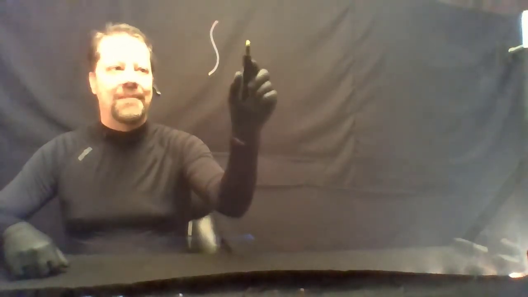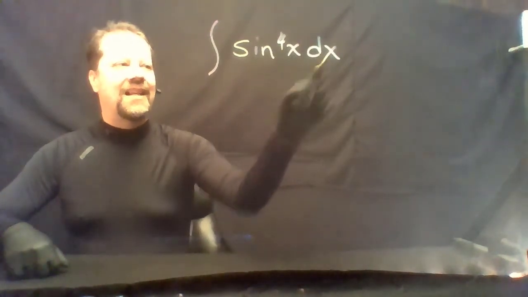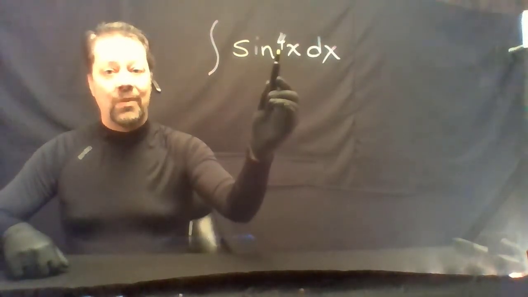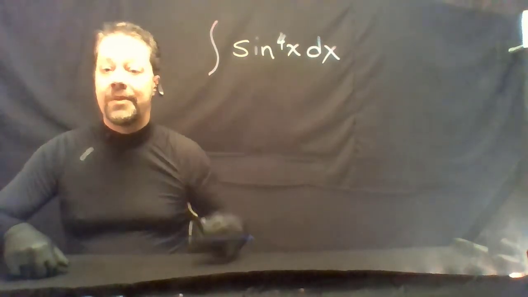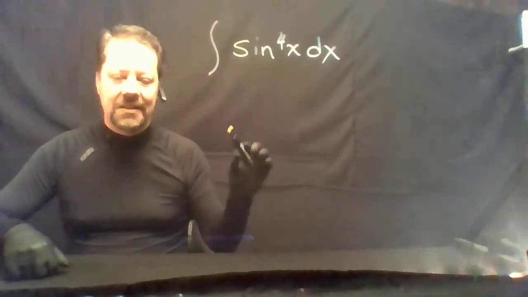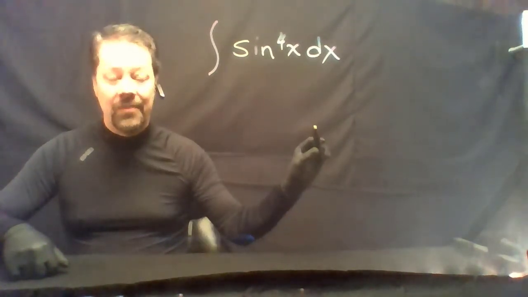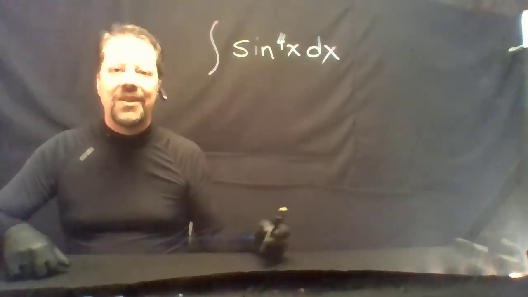The procedure that we used in the last example works, but only if the exponent is odd. What happens if the exponent is even? Let's look at this example. Let's look at sine to the fourth x dx. If this exponent were odd, like 5, we would convert an even number of them to 1 minus cosine squared x's and leave the one left over as accounting for the du. Here, there's nothing to account for the du. So what do?